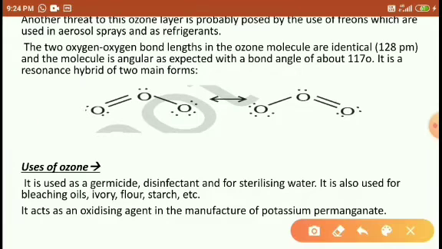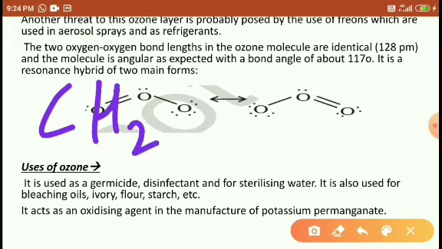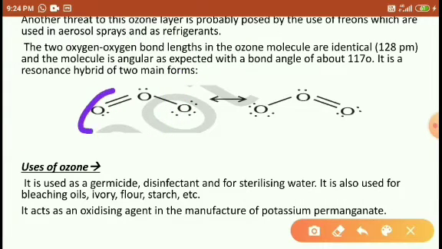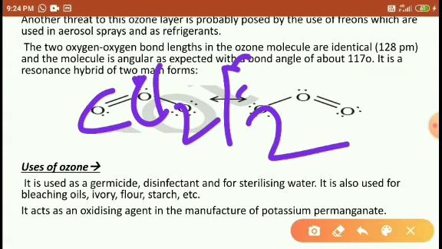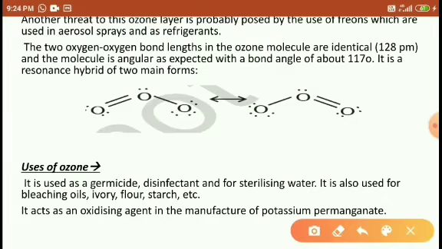So freon means, students, CCl2F2. Sorry. Chlorofluorocarbon CCl2F2 is called freon.